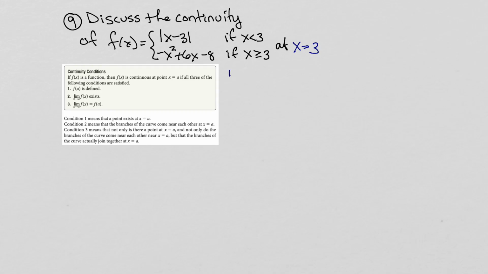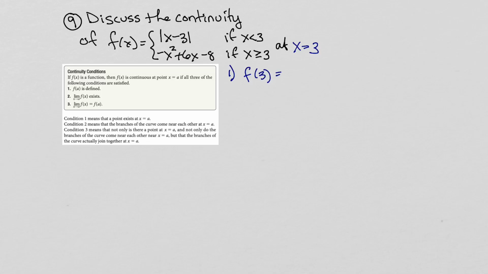Condition number 1 is, is f of a defined, and a in our case is 3. So we want to know, is this function defined at 3? Let's see what happens here. F of 3, well, according to the instructions here, when x is greater than or equal to 3, we're going to use this bottom part of the function.